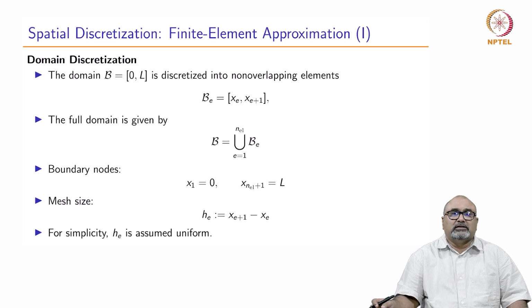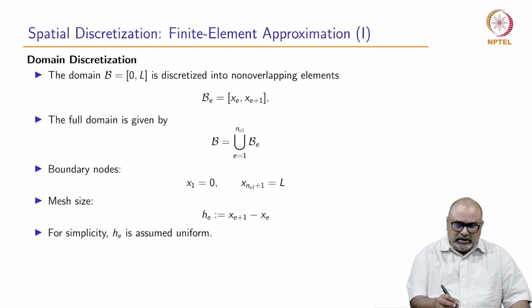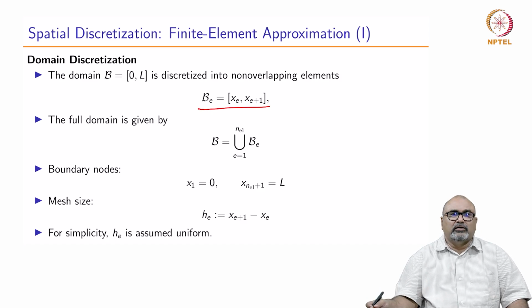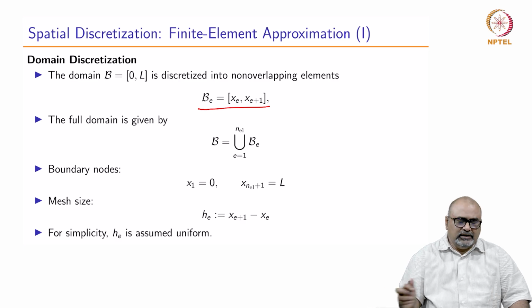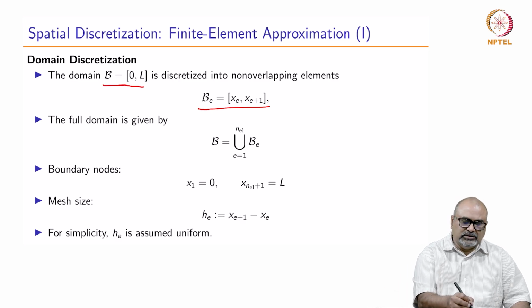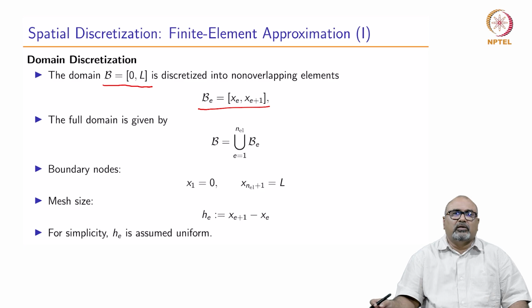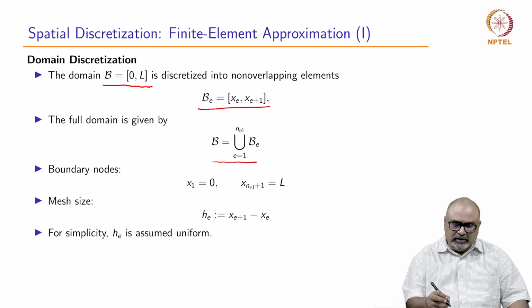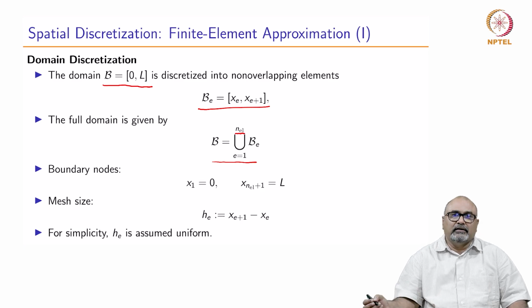Now, we discretize the domain into a number of non-overlapping elements. Each element is defined over a small elemental domain. We are discussing here a one-dimensional situation where the domain is a bar whose length is given by L, and the whole domain is essentially an assembly of elements. So, the total number of elements in the discretization is NEL. Any typical element is from XE to XE plus 1.